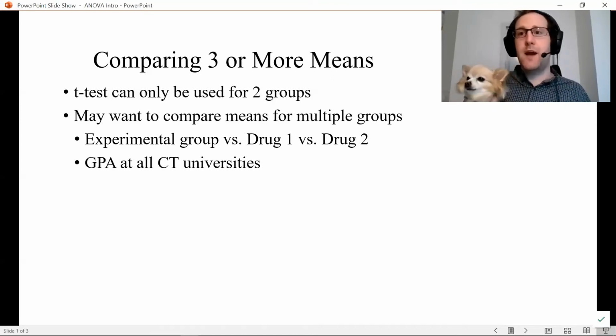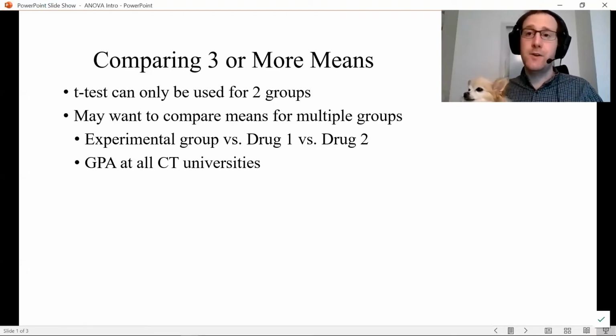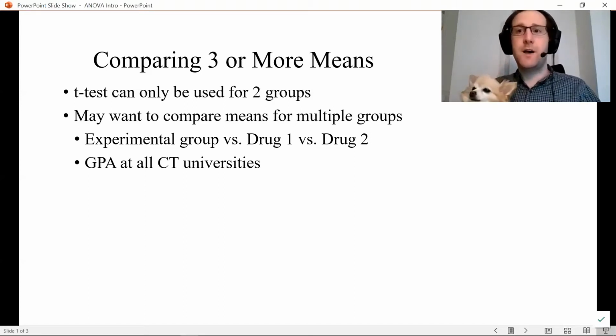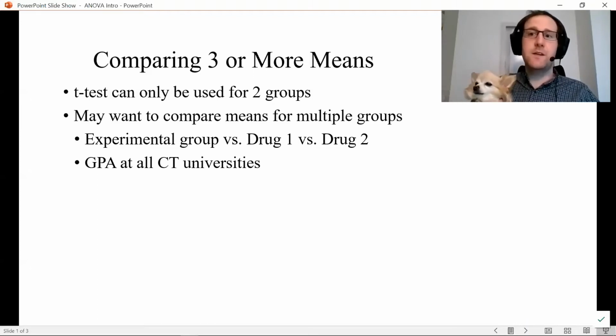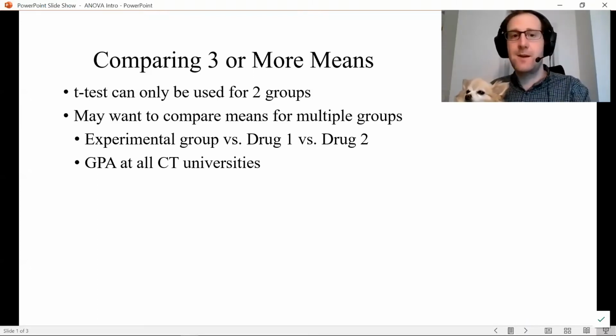You might also have a ton of groups that you're looking at. So if you're looking at GPA at Connecticut universities, you would want to look at all Connecticut universities, and you want to get a mean and standard deviation for all of them and see if GPA matters in terms of differences across Connecticut universities, and if there is a difference, how big that difference is.